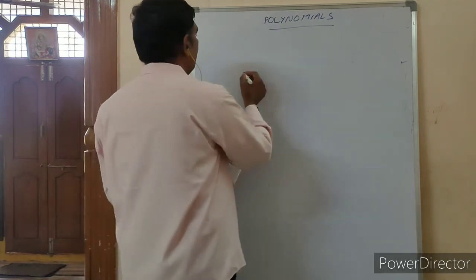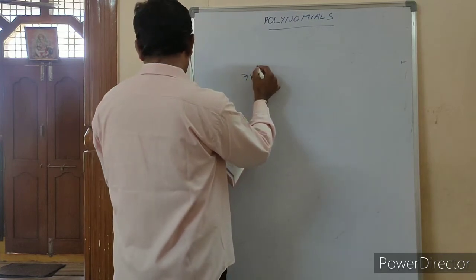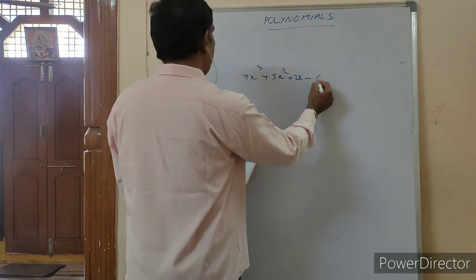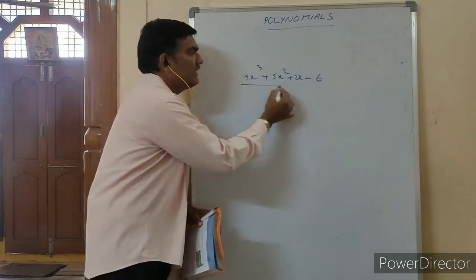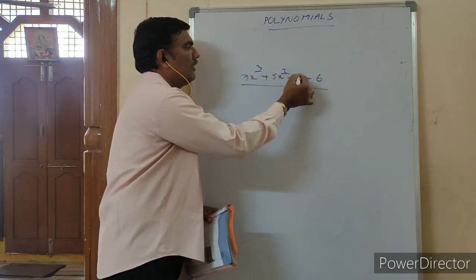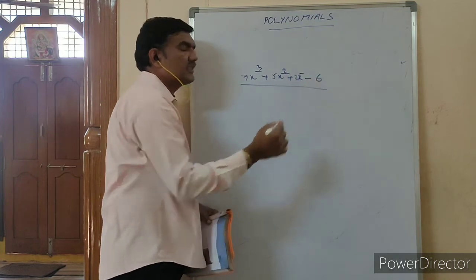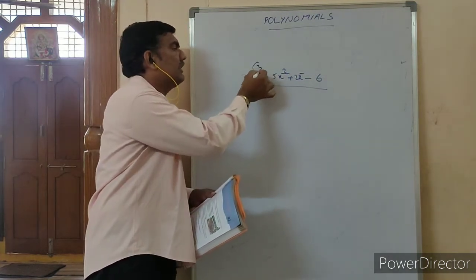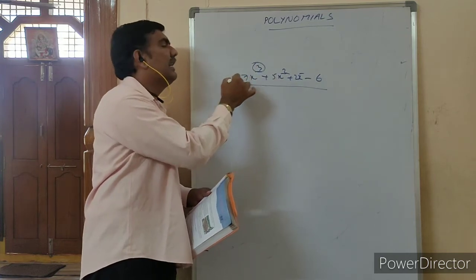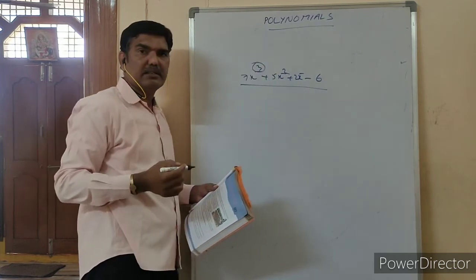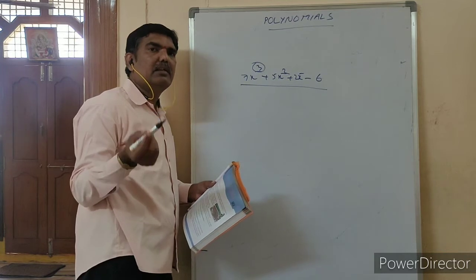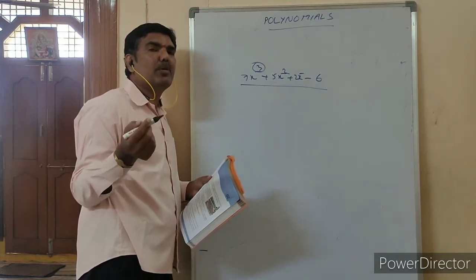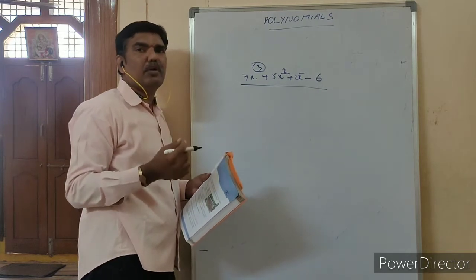See, degree: 7x cube plus 5x square plus 2x minus 6. What is this? Powers are non-negative integers, which means it is a polynomial. Highest power is 3. So the degree of this polynomial is 3. What is degree? The highest power of the variable is called the degree of the polynomial.